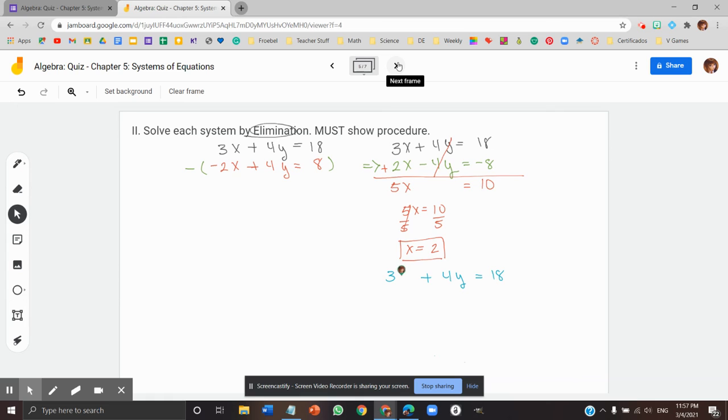So I can insert that 2 right there. And 3 times 2 is 6.